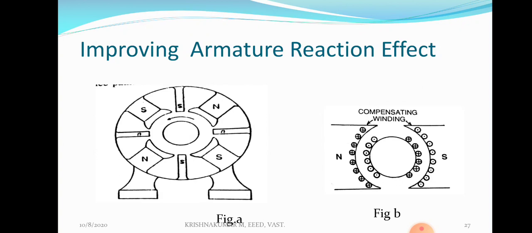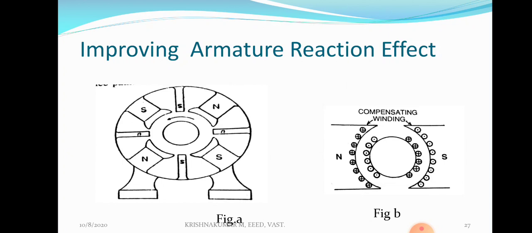The interpoles and main poles are placed in such a way that the flux produced by the interpole winding is just opposite in direction to the flux produced by the armature winding. Therefore the magnitude is the same, and the directions are opposite. So the flux produced by the armature is cancelled by the flux produced by the interpole winding. Thus we can reduce the effect of armature flux, and hence minimize the effect of armature reaction, because armature reaction is the effect of armature flux on the main flux.